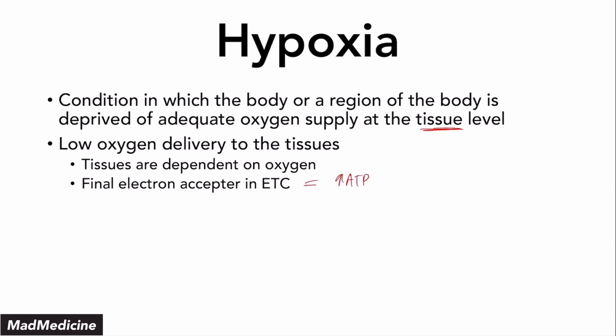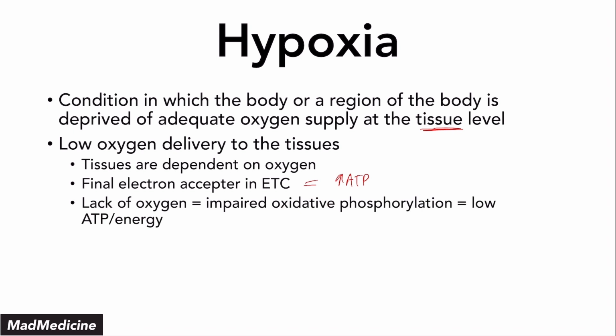But if you lack oxygen, you're going to have impaired oxidative phosphorylation, which essentially means you're not going to be forming ATP. So the TLDR, the gist of this whole bullet point section, is that if you have low oxygen, you are going to have low ATP, and if you have low ATP, essentially you will die. Pretty straightforward. That's why hypoxia is so dangerous. That's why we want to treat hypoxia.